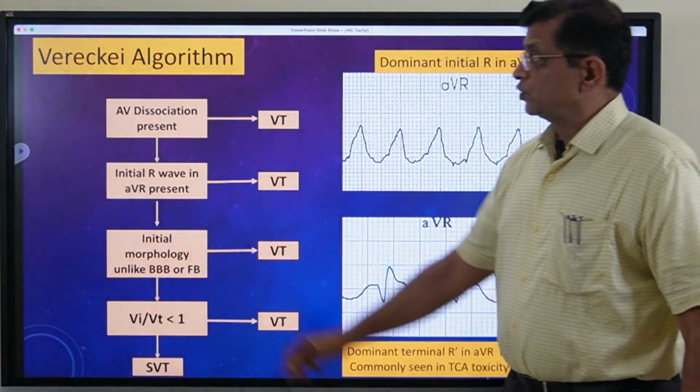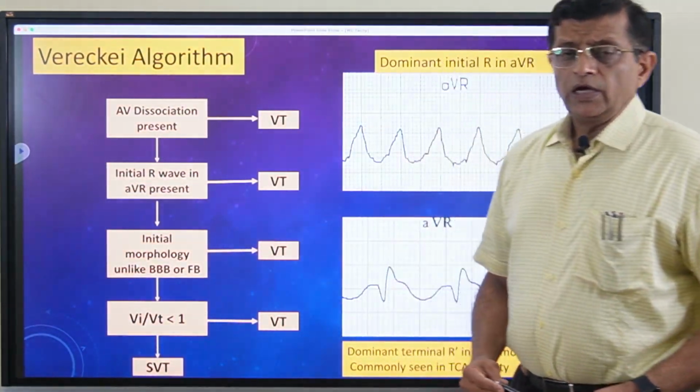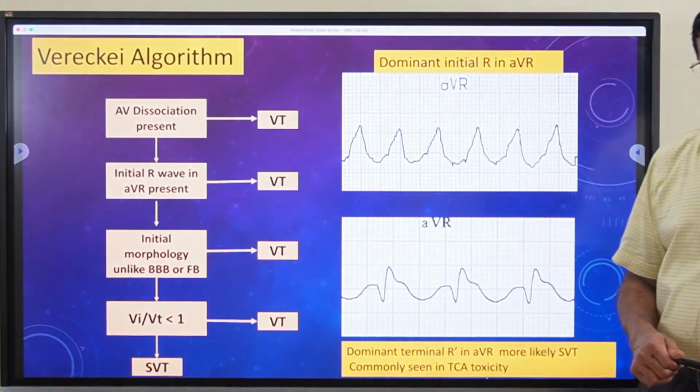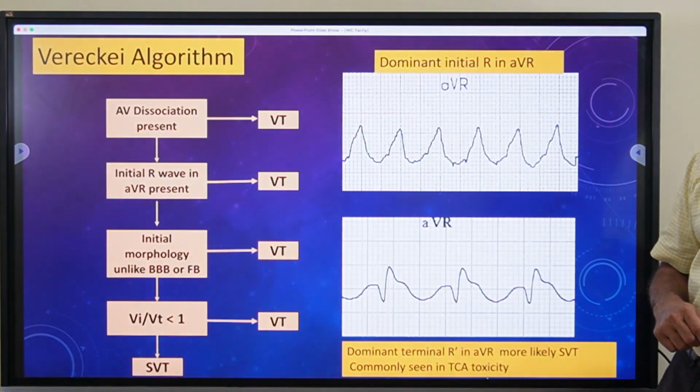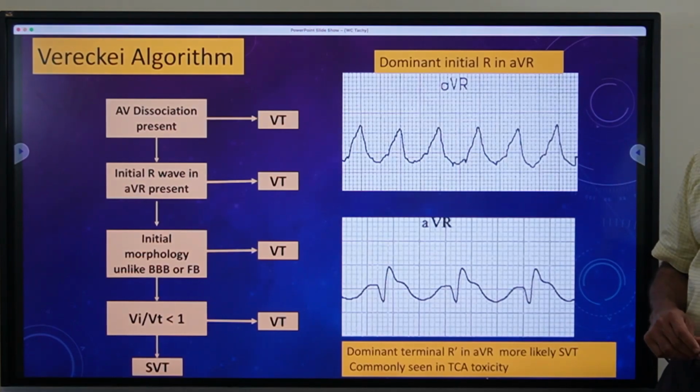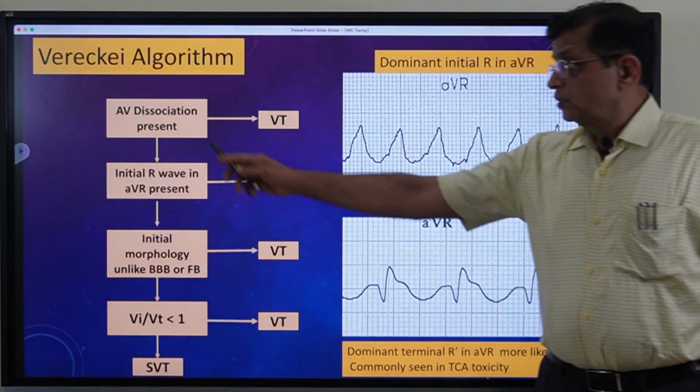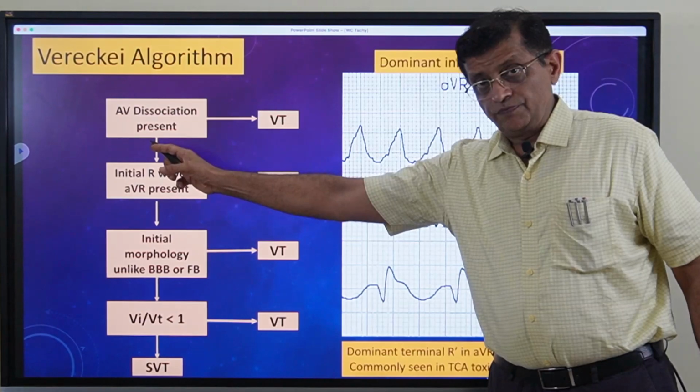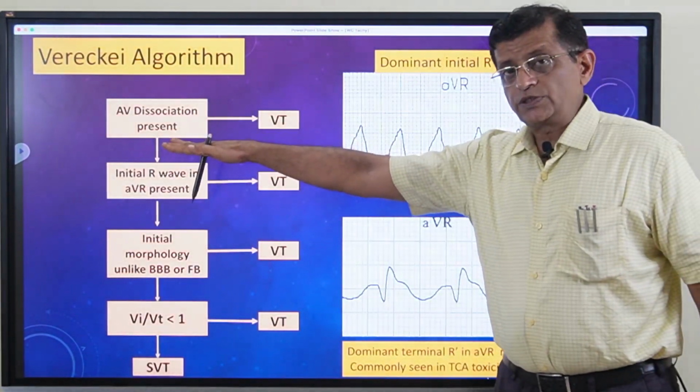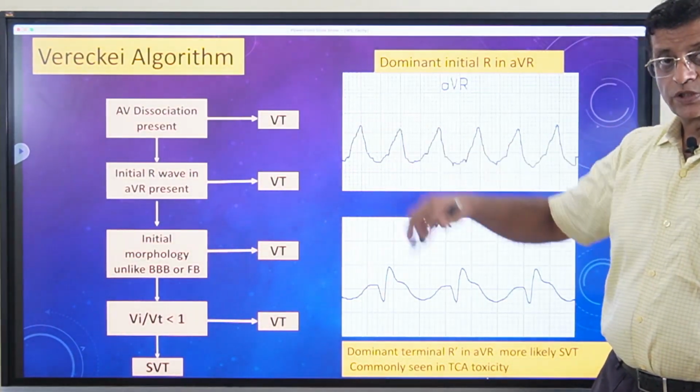Another algorithm is the Vereckei algorithm. It has many points in common, but some points are slightly different, and it is important to know these signs as well. The Vereckei algorithm first looks for AV dissociation, right? If AV dissociation is present, it is VT, almost certainly VT.